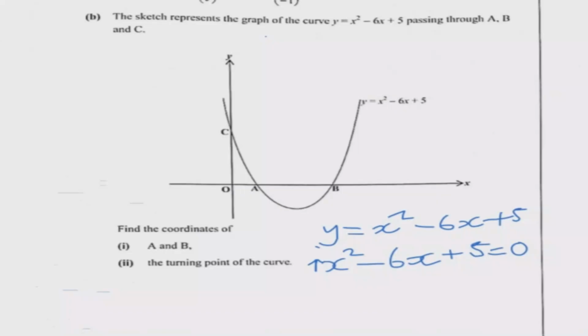Now, those numbers should give us -6. That means the numbers will be negatives. When you add them, they should give us -6, and when you multiply them, they should give us positive 5. Those will be -1 and -5, not -6. So we can say x squared minus x, minus 5x plus 5 is equal to 0.